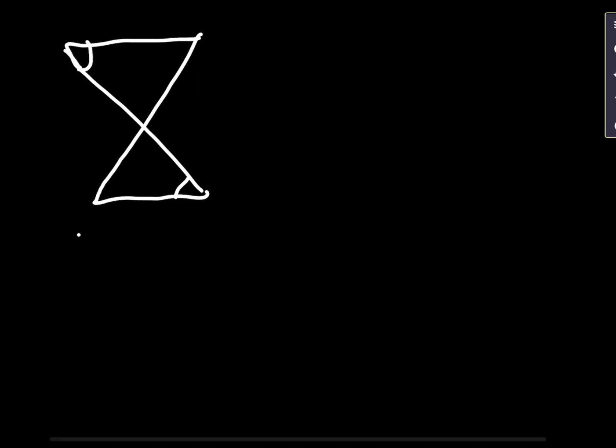Let me just give you a random example. If this angle and this angle are congruent, well, this triangle and this small triangle would be similar. Why? Because vertical angles are congruent, and guess what? You have two angles that are congruent, which means that this triangle is similar.